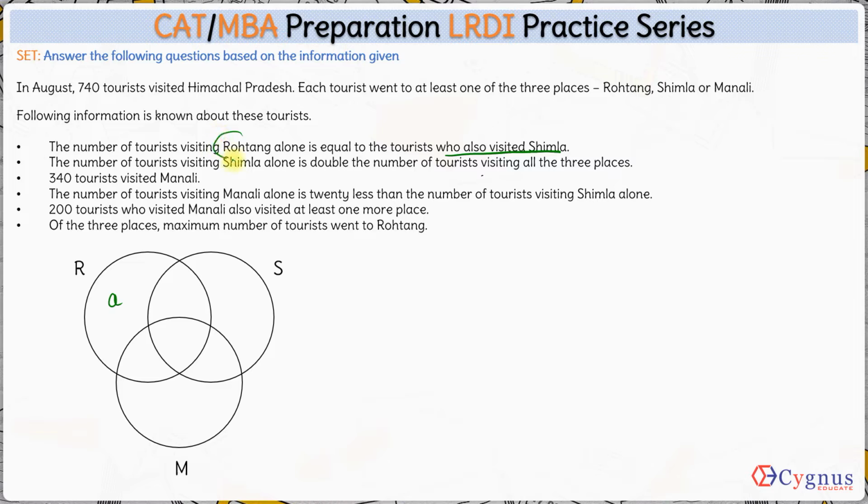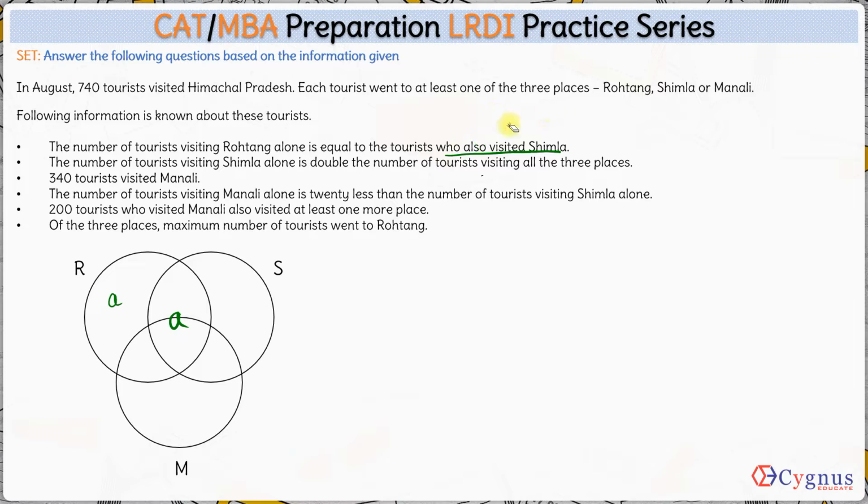We have already talked about Rohtang. So here the point is basically talking about those people who have visited Rohtang and also Shimla. So basically we are talking about these people. The number of people who have visited only Rohtang, which is this area, is the same as the number of people who have visited Rohtang as well as Shimla, which is this area here. So this total is equal to A. Both these regions together is A.